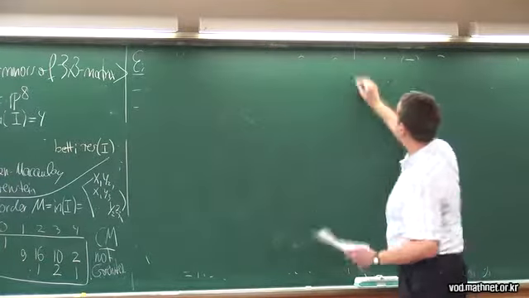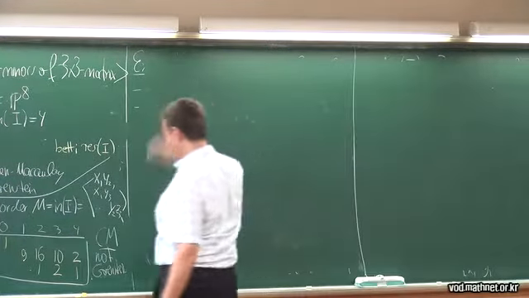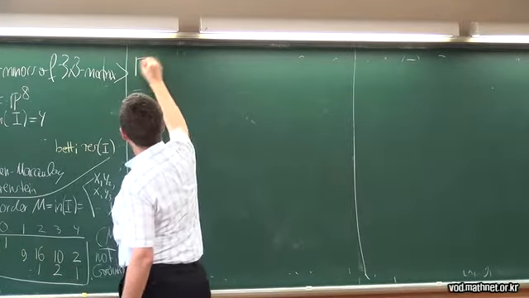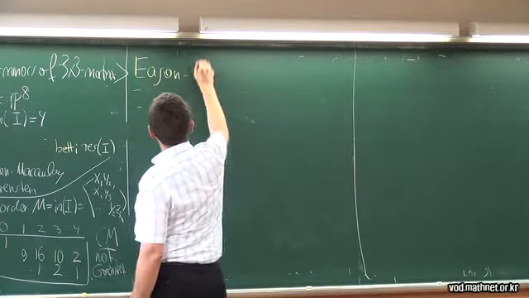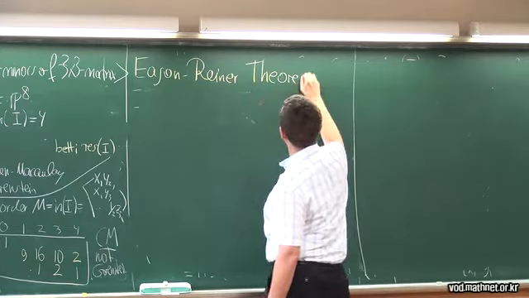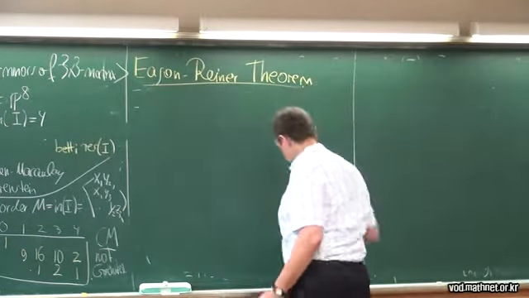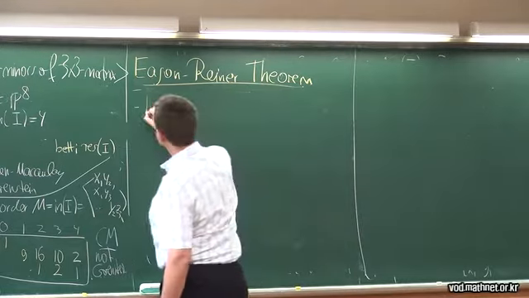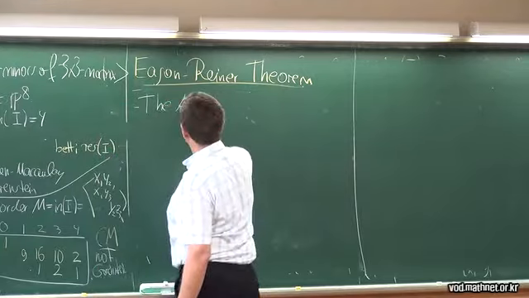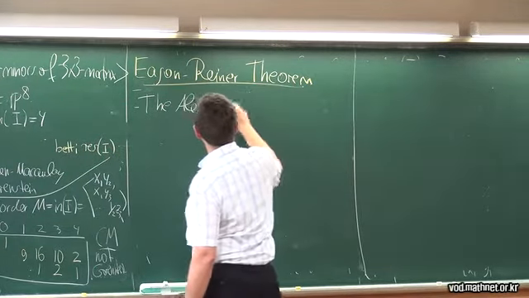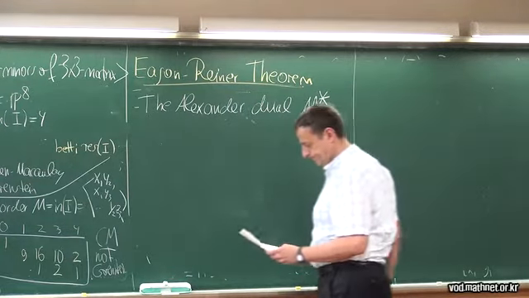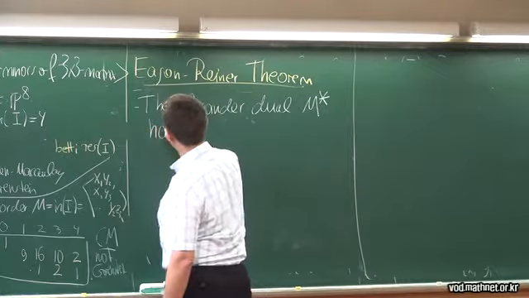Let me explain. Okay? Let me first state one more theorem from commutative algebra, and that's again yellow. Here's the Eagon-Reiner theorem. The Alexander dual, let's call this M. This M is the initial ideal. Okay? The so-called Alexander dual, M dual, has a linear resolution.